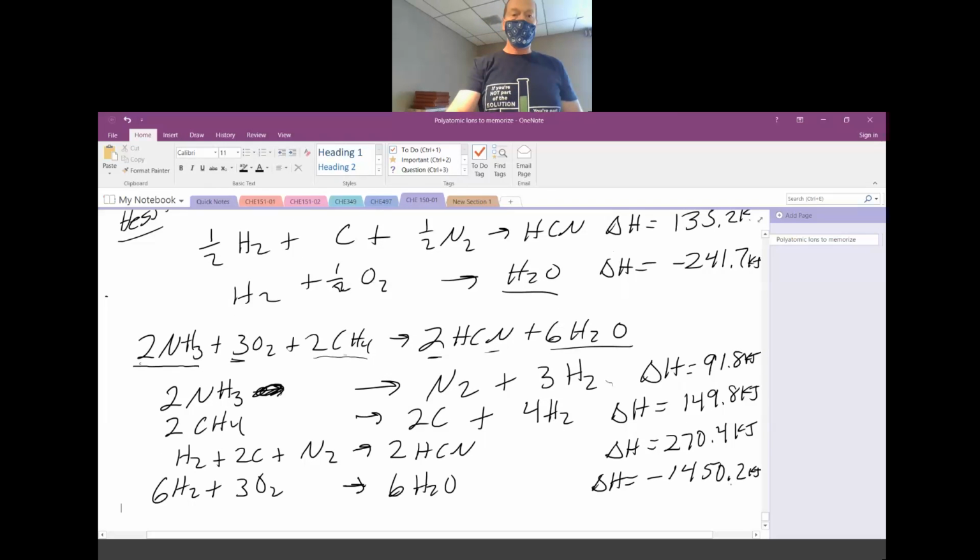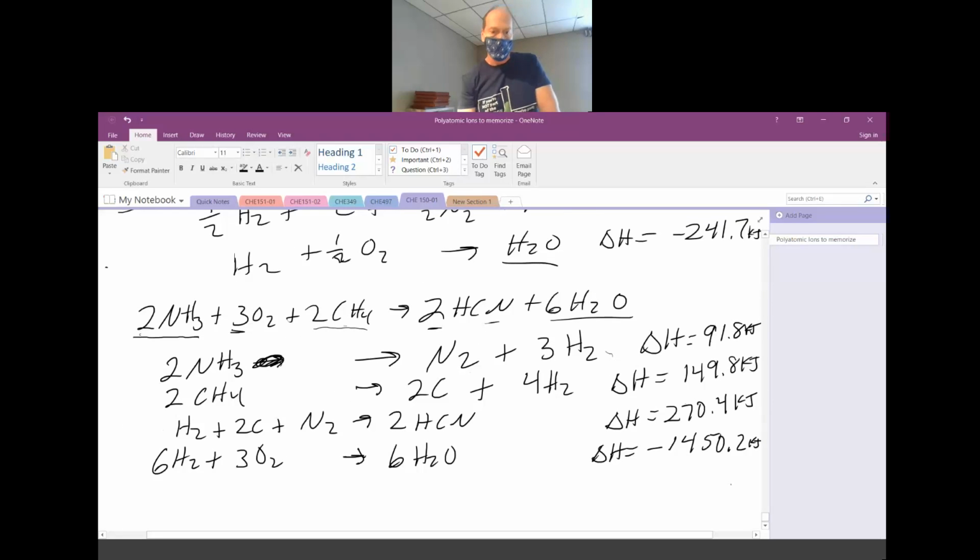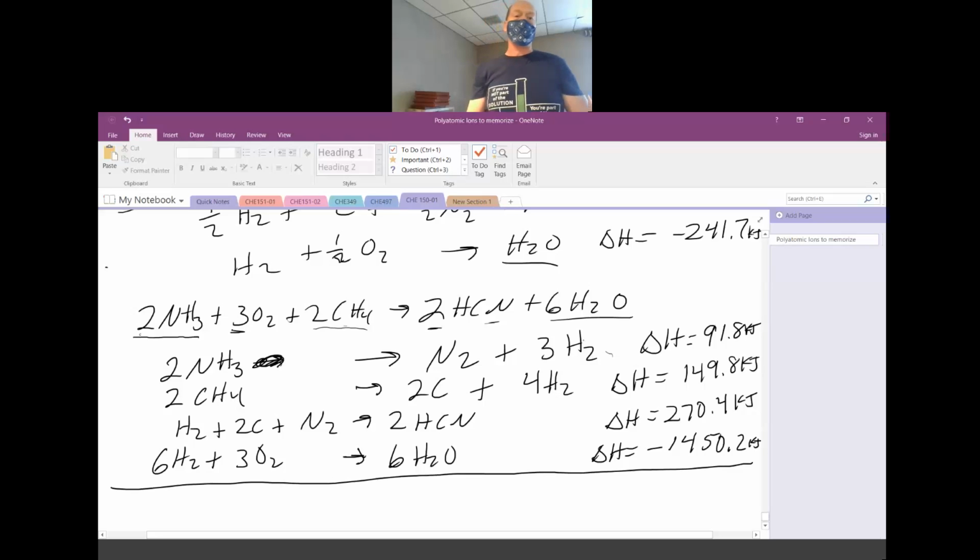All right, so now we have all of them taken care of. Now we're just going to add these 4 reactions up. When we add these 4 reactions up, we also are going to add up the delta H's. But first, you have to subtract on both sides what is the same. On this side, we have 7 hydrogens. 6 here, 1 there, 7 hydrogens. Over here, we have 7 hydrogens, 3 there, 4 there. So we're going to subtract 7 hydrogens from both sides.